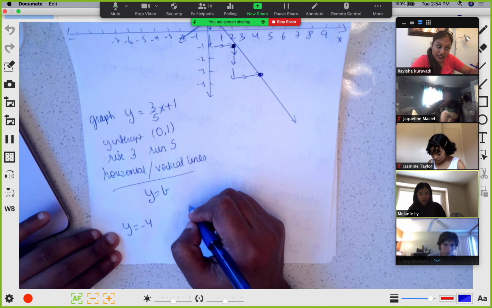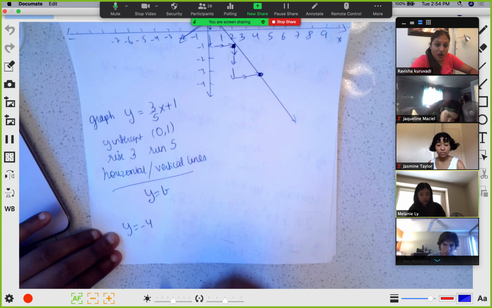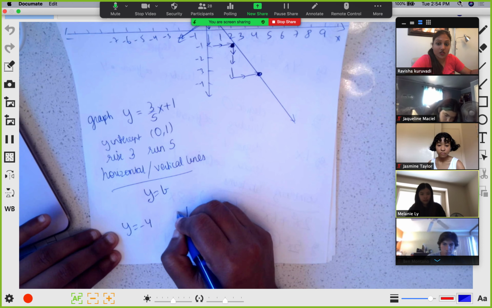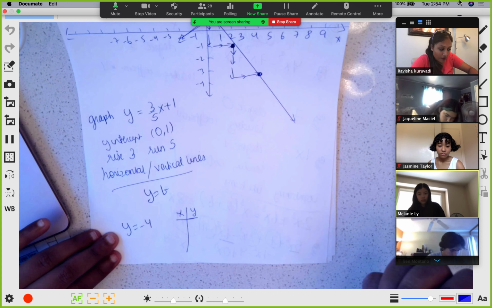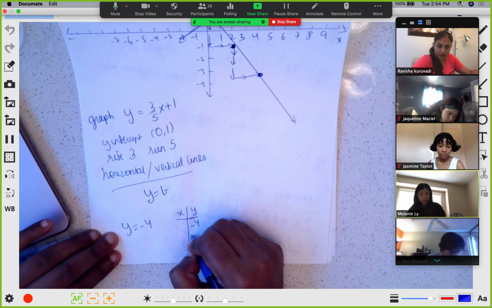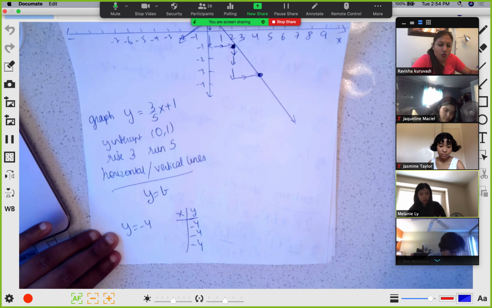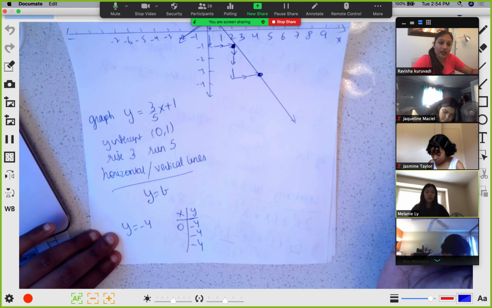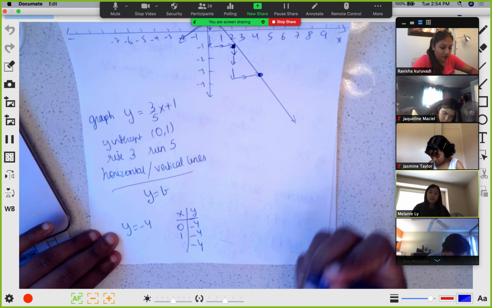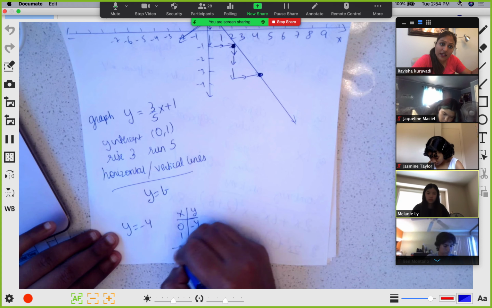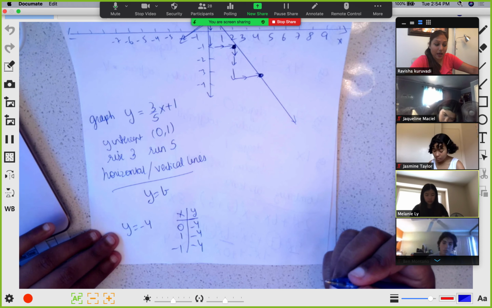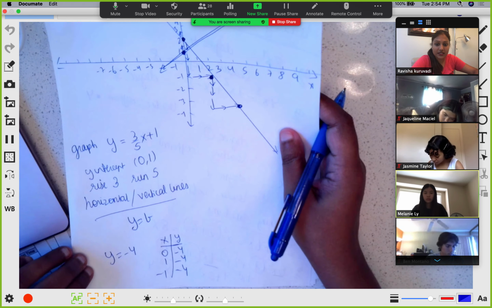So let's see. You are saying y is equal to negative 4. Your x coordinate is not given to you, right? There's no x there. No matter what, my y is always negative 4. No matter what x I take, you can take any x I want. I take x as 0, my y still remains negative 4. I take x as 1, my y still remains negative 4. I take x as negative 1, my y still remains negative 4. So no matter what happens, my y always remains negative 4.